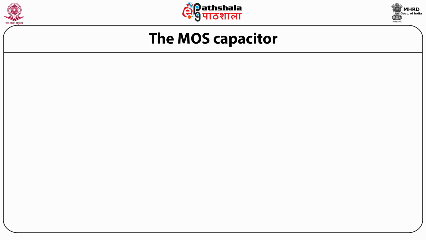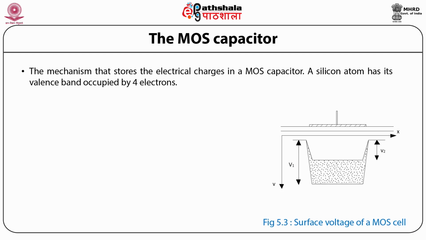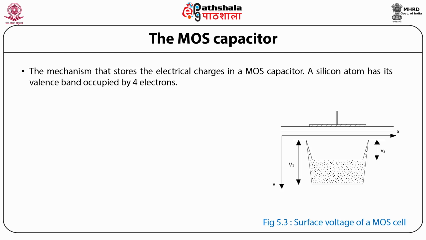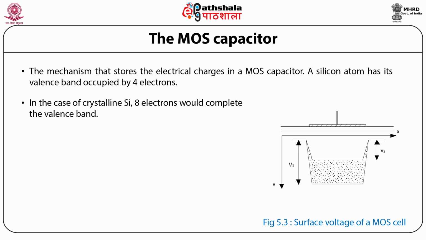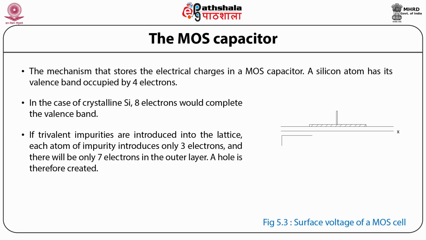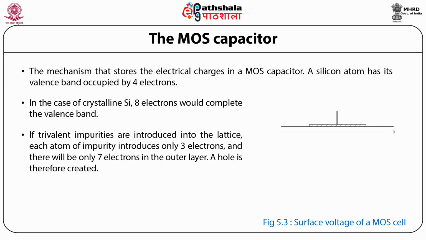So when we study the mechanism that stores the electric charge in a MOS capacitor, a silicon atom has its valence band occupied by 4 electrons. Each valence electron associates two by two with those of neighboring atoms to form a crystalline lattice. In the case of crystalline silicon, 8 electrons would complete the valence band. If trivalent impurities are introduced into the lattice, each atom of impurity introduces only 3 electrons and there will be only 7 electrons in the outer layer. A hole is therefore created.